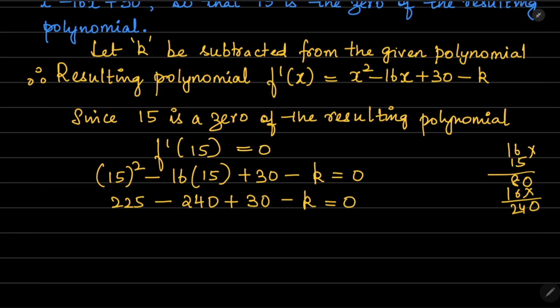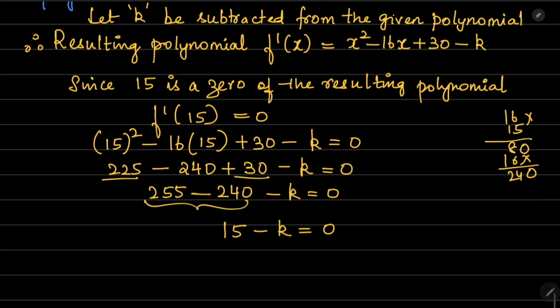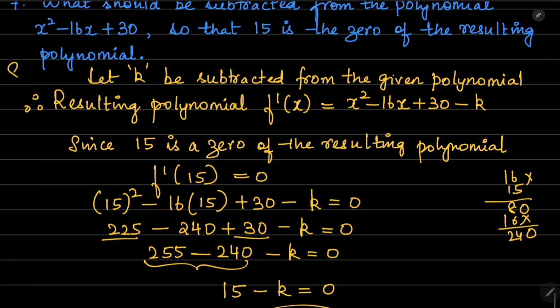What is 225 plus 30? It is 255. Minus 240 minus k equal to 0. When you subtract these two, what do you get? 15. So 15 minus k equal to 0. K, when you take it to the other side, becomes plus k. So k is equal to 15 is your answer. So 15 has to be subtracted from the given polynomial such that 15 is a 0. So the value of k is 15. This is how we do it.